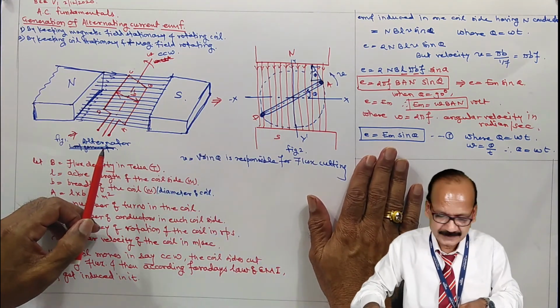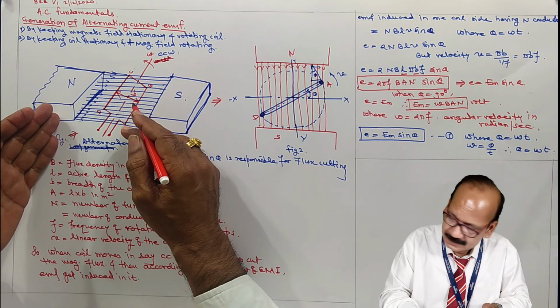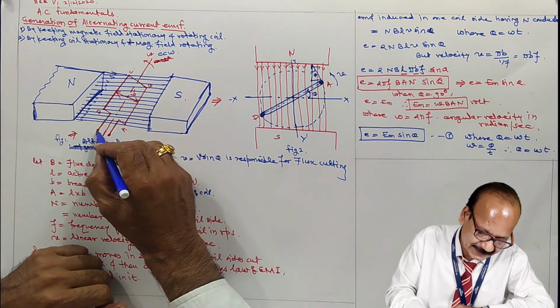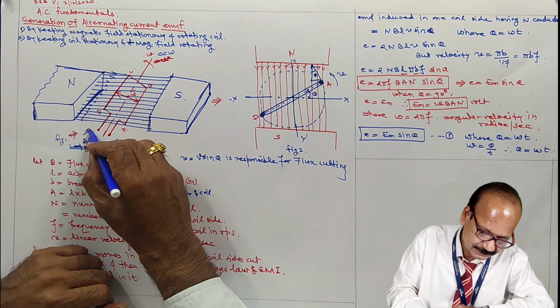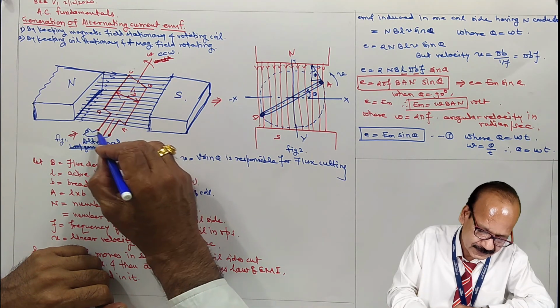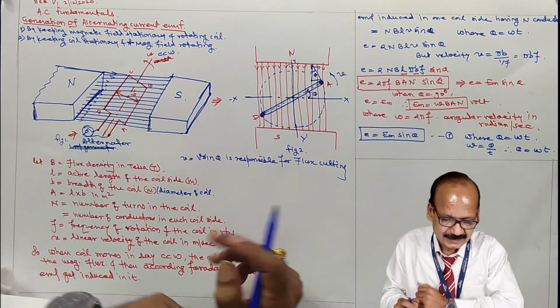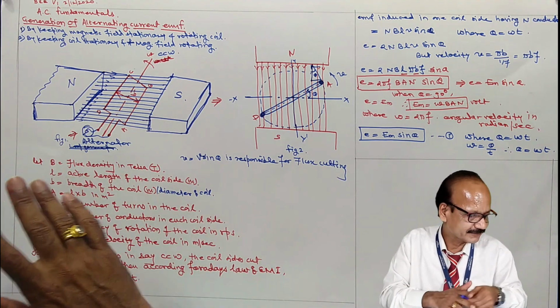Now this is the EMF induced in this coil, and if say the load is connected, say this is the lamp or a load, connected across the two terminals of the coil, current will start flowing.